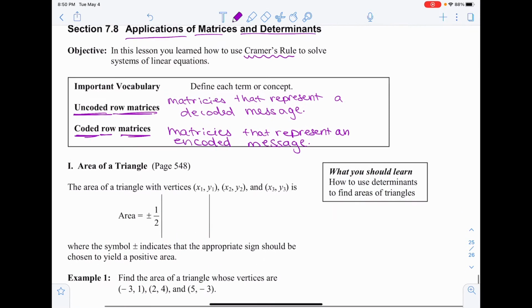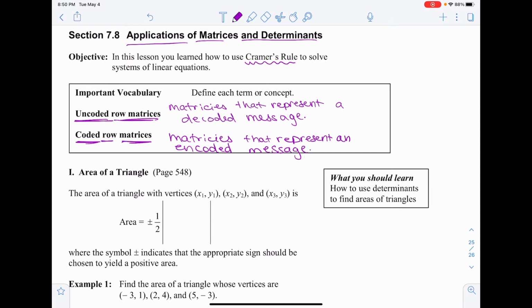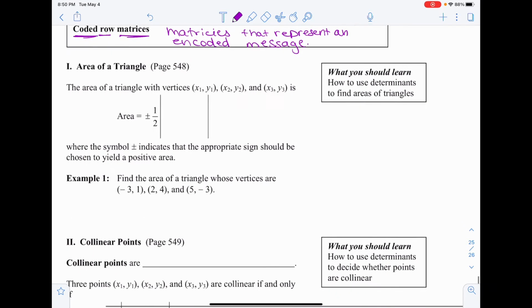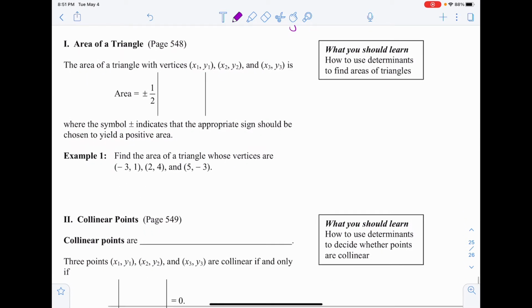Okay, so one of the ways that we use this is we can use matrices to find the area of a triangle. So the area of a triangle with vertices x1, y1, x2, y2, x3, y3, we'd say that the area is plus or minus, and now it doesn't mean that it's plus or minus in the way that it could be both. It's plus or minus whichever one makes the answer a positive value.